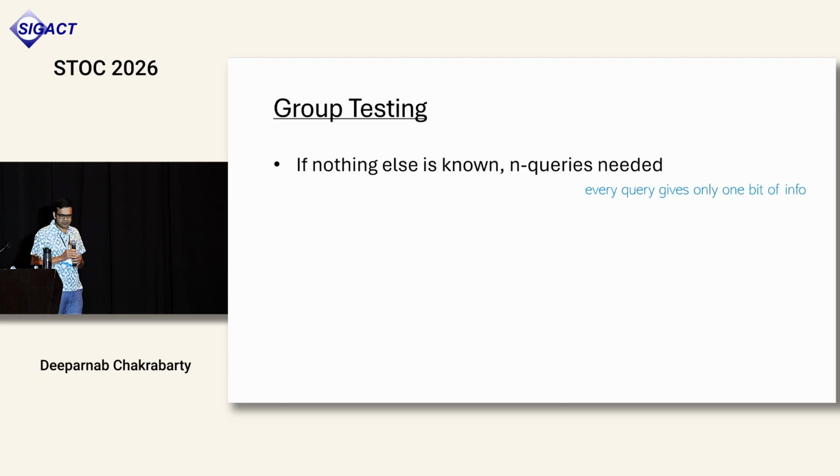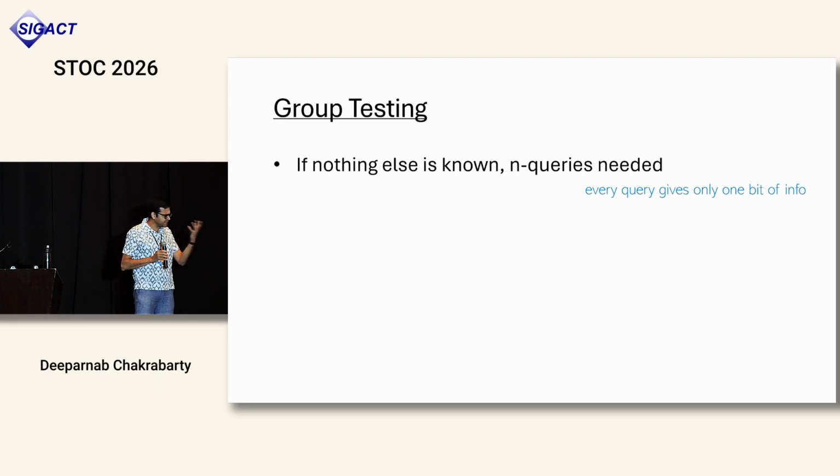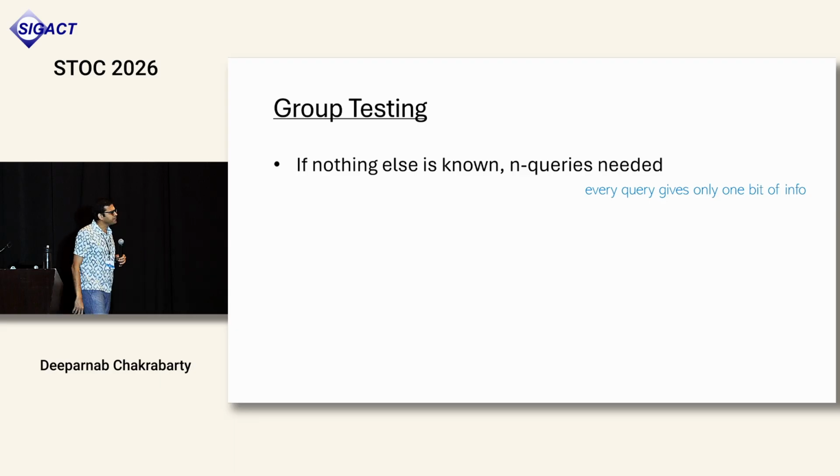So let's start with group testing, where you only get to know if I hit the support or not. Already you can see that if nothing else is known, you need n queries, right? Why? Because, and this is one of the basic ways of proving lower bounds in this model, every query gives you at most 1 bit of information, because it's yes or no. And there are 2 to the n possible vectors. So if I take a random vector, that's n bits of uncertainty, and so you need n queries just from an information theory argument to reconstruct the vector.